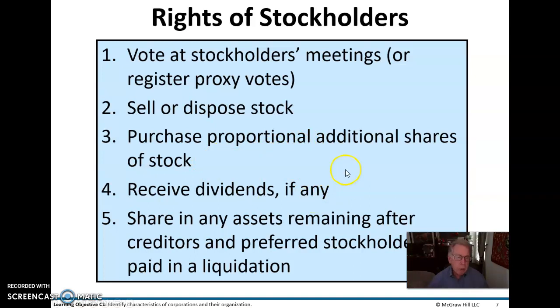Okay, once you own stock, if the company elects to pay dividends, which is an option on the part of the company, you have a right to receive those dividends in proportion to the number of shares that you have. And if things go poorly and the company goes into liquidation or bankruptcy, and if there's any assets remaining after the creditors and preferred stockholders are paid, then you get a proportionate share of those assets.